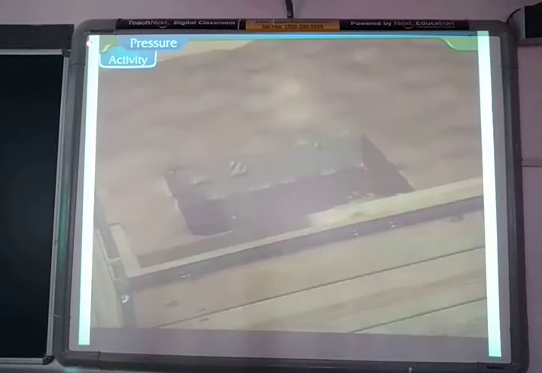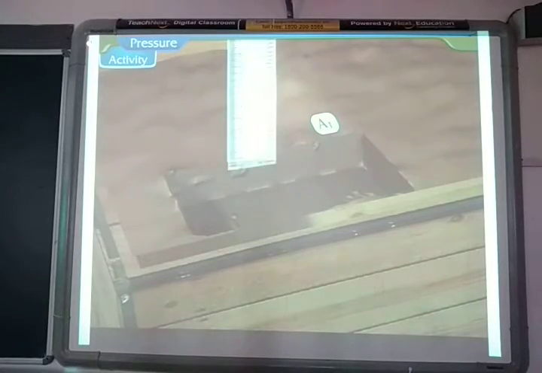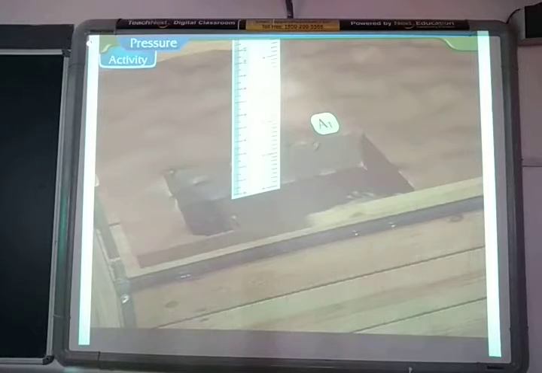Observe the imprint which the brick has left on the mud. Label it as A1. Now, measure the depth of the imprint with a ruler. Mark this reading by putting a red mark on the ruler.